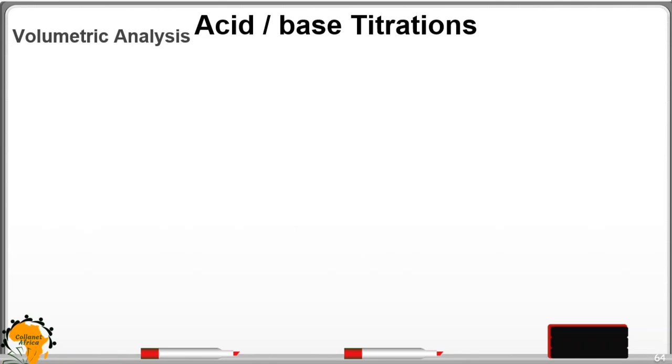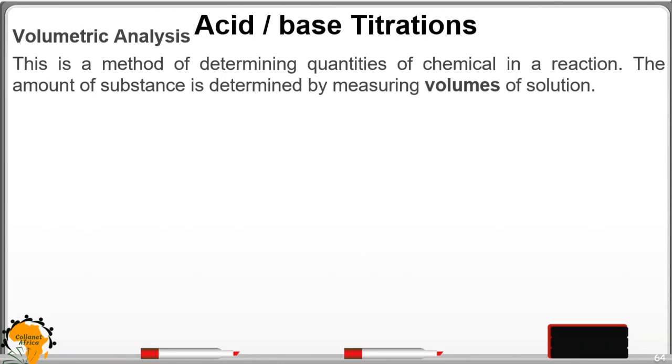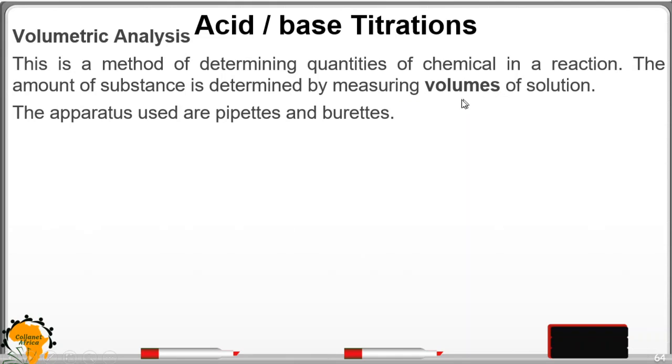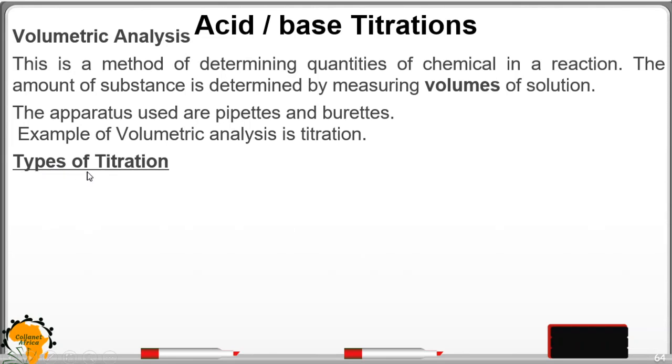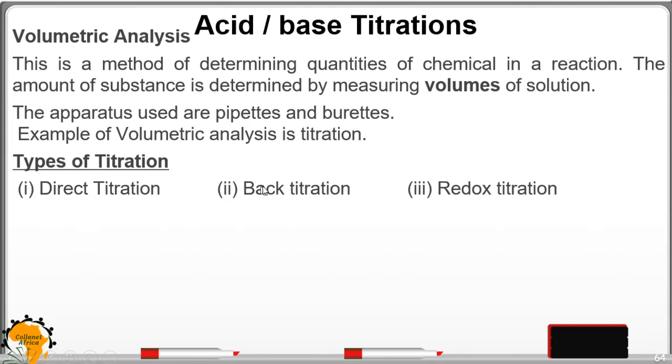We are going to first of all talk about volumetric analysis. Volumetric analysis, as the name suggests, is derived from the term volume. It is a method of determining quantities of chemical in a reaction. The amount of substance is determined by measuring the volumes of solutions. The apparatus used are usually pipettes and burettes. Examples of volumetric analysis is titration, and there are three types of titration: direct titration, back titration, and redox titration.